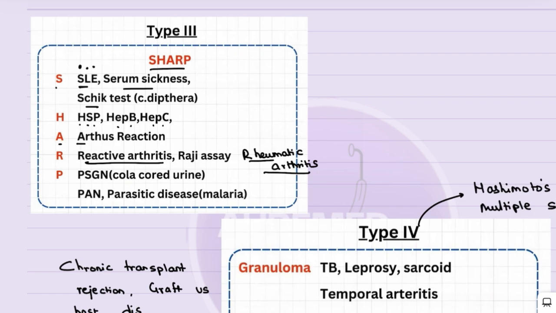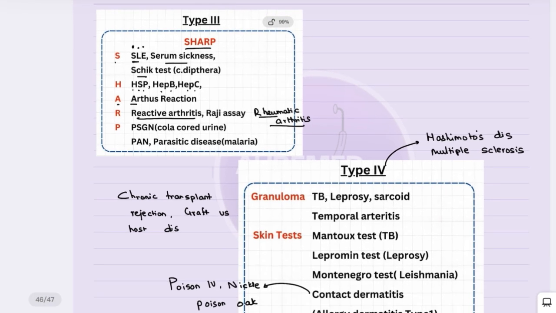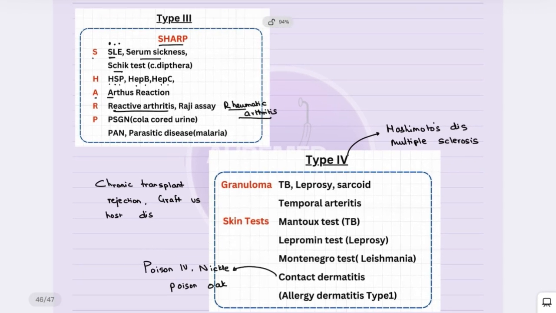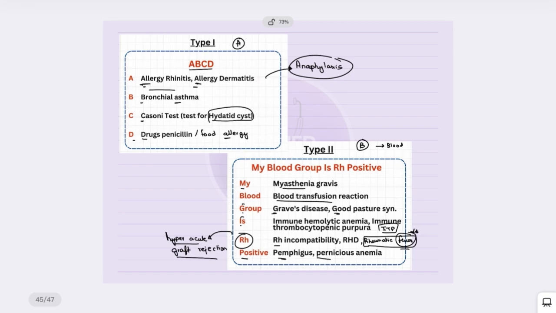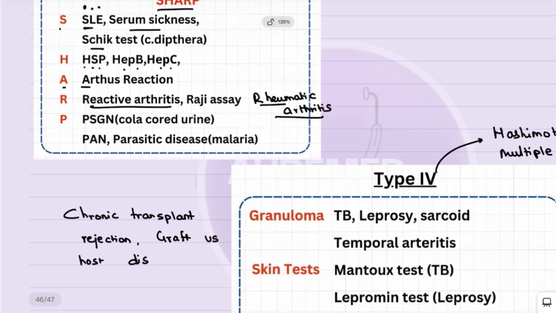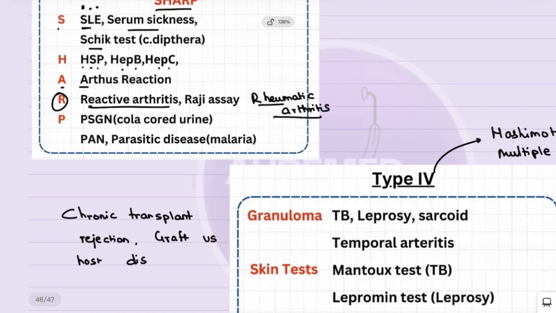A for Arthus reaction. Don't get confused between this Arthus reaction and allergic rhinitis and everything in type 1. Okay, so try to remember it. R we have already discussed, it is reactive arthritis and rheumatoid arthritis, and P will have PSGN and PAN, again 3, parasitic diseases like malaria.